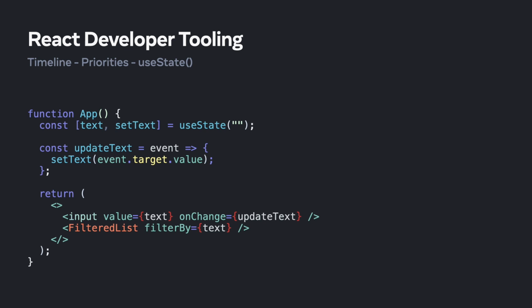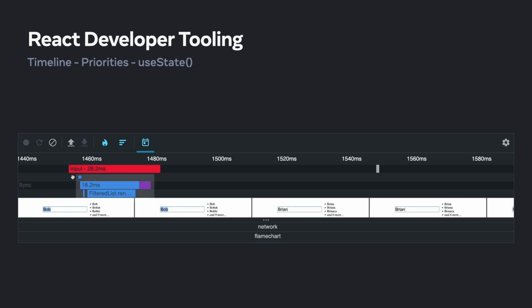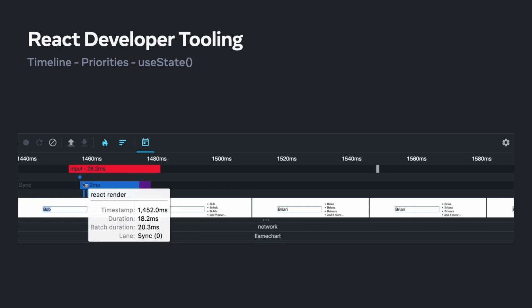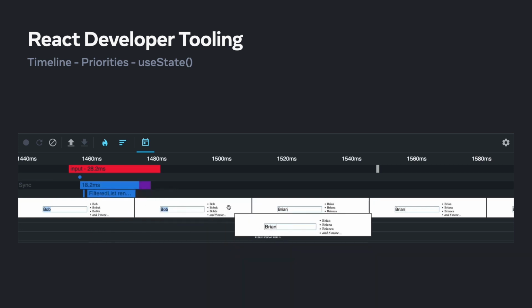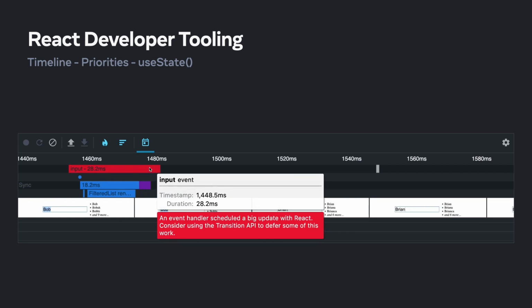Let's take a look at another example. Here we have an app that filters a list of names using the current value of a text input. Both the input and the filtered list are controlled by a single state variable named text. For this example, I recorded a profile with CPU throttling enabled so that the filtered list component runs very slowly. When I type into the text input, our app schedules a single, high-priority update. As a result, both the input field and the list of filtered names get updated at the same time. Because of this, the overall update takes long enough that the input feels laggy, so the timeline tool warns us to separate these updates.